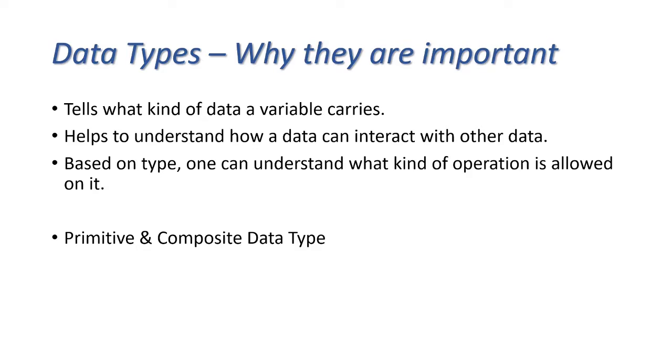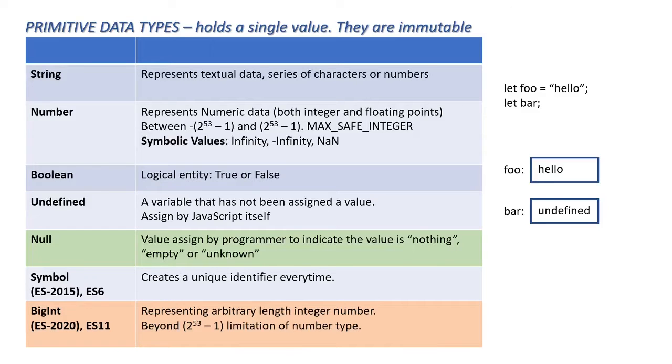So in JavaScript, there are two different kinds of data type: one is called primitive and another is composite data type. In JavaScript, there are 7 kinds of primitive data types. Primitive data types are those which hold a single value and they are immutable. Immutable means we cannot change the value once we have assigned it. We can assign a new value, but the assigned value cannot be modified. So those 7 primitive data types are string, number, boolean, undefined, null, symbol, and BigInt.